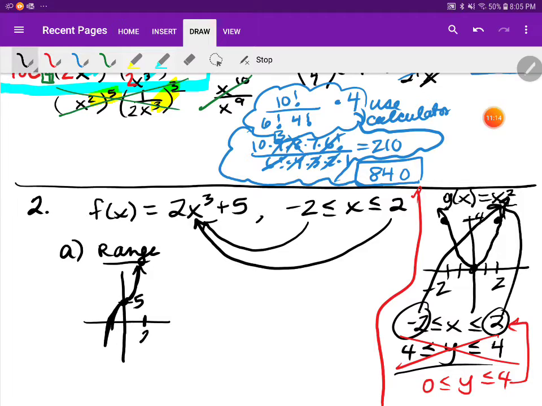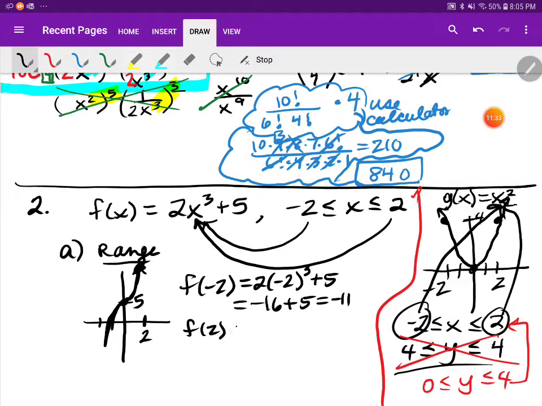At 2, I get a value. At -2, I get a value. Oh, that's interesting. I wonder where -2 actually is. So f of -2 is 2 times -2 cubed plus 5. That's what, -16 plus 5, -11. And then f of 2 is 2 times 2 cubed plus 5, which is 16 plus 5, which is 21.